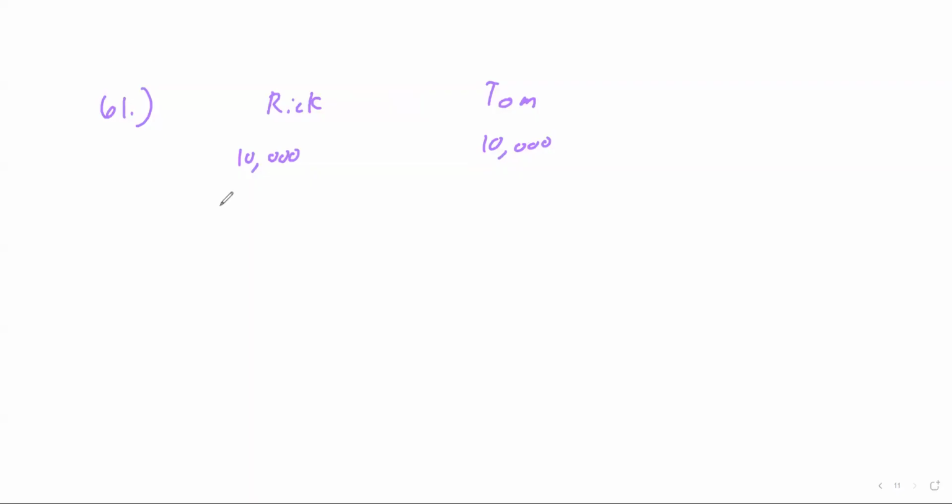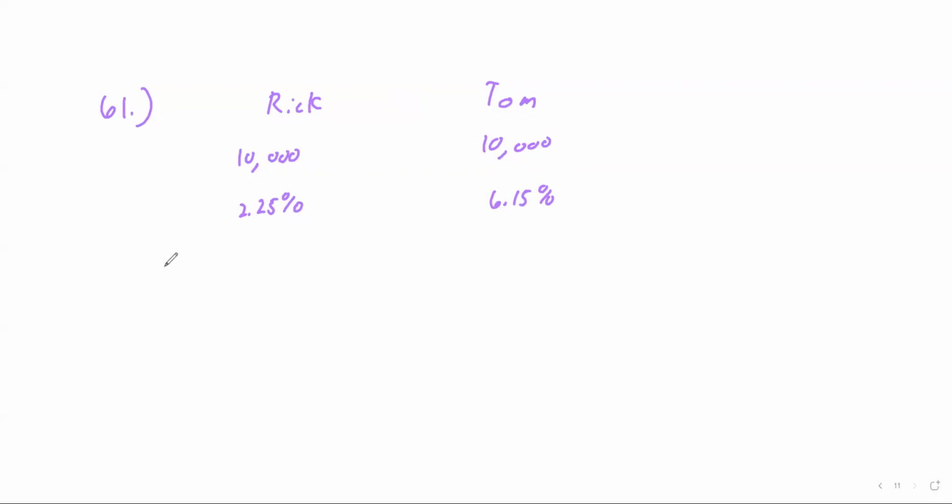Rick invests his inheritance in a savings account with an annual return of 2.25%, while Tom invests his in a CD paying 6.15% annually. How much more money does Tom have than Rick does after 1 year? So we just need to figure out what is 2.25% of 10,000 and add that to it. And then same thing here.